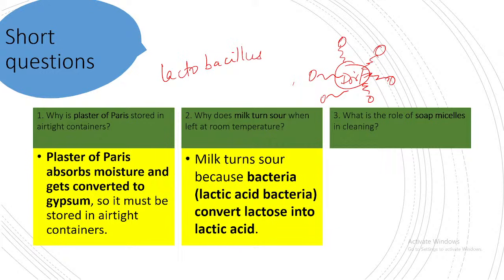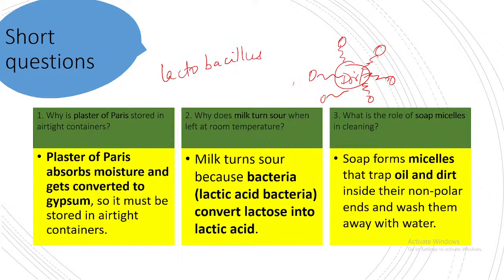With negative charge tail. Okay, good. Micelles trap the oil inside the center and help wash them away. Okay, good. So what was the same thing? So soap forms micelles that trap oil and dirt. Don't say dust, because we are using soap.